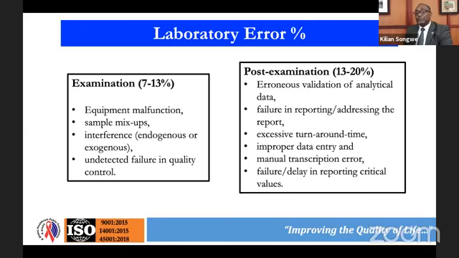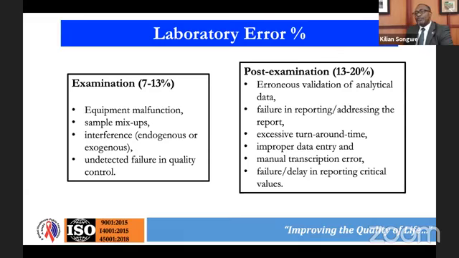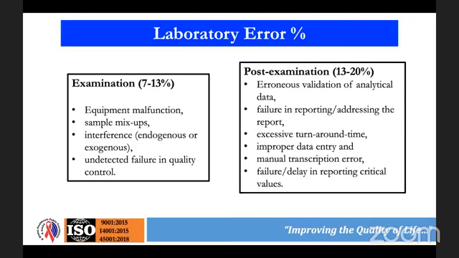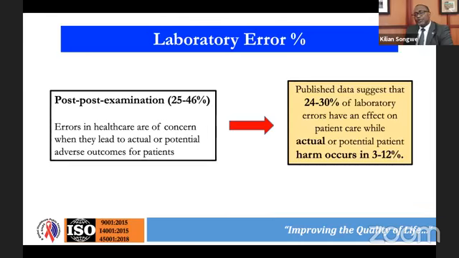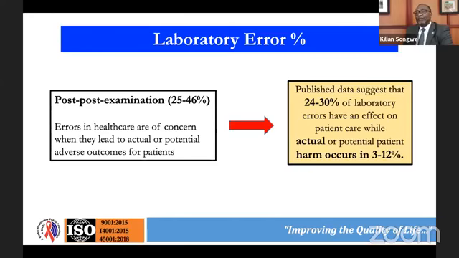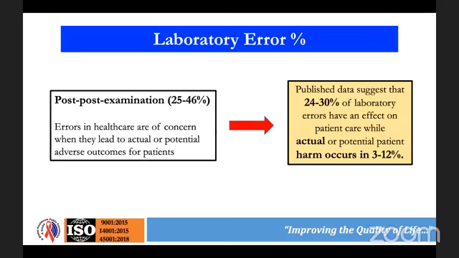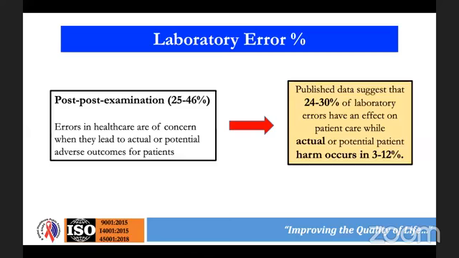Failure in reporting, addressing the report. Manual transcription. Manual transcription is also a very big problem in transcribing the results from one media to the next. If there is a transcription error, that will result in very big laboratory error. So these are just some things we're looking at. But then you have the total end phase of the laboratory error. These are errors in healthcare that lead to actual or potential adverse outcome for the patients. And there is data that is already published.